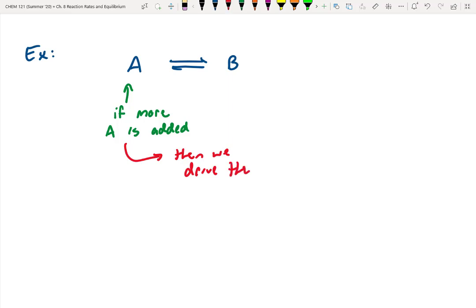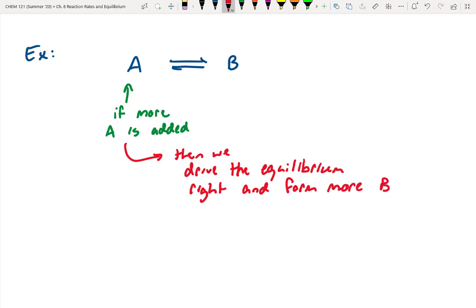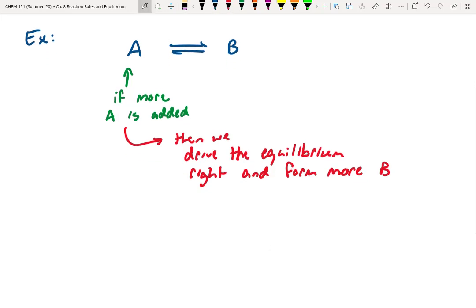Sorry, my handwriting's not great right now. And form more B. Basically in response to adding A, right? So that's a pretty simple situation, which we just saw in that PhET video. In fact, we could see it in real time. All right, but let's take some other examples.